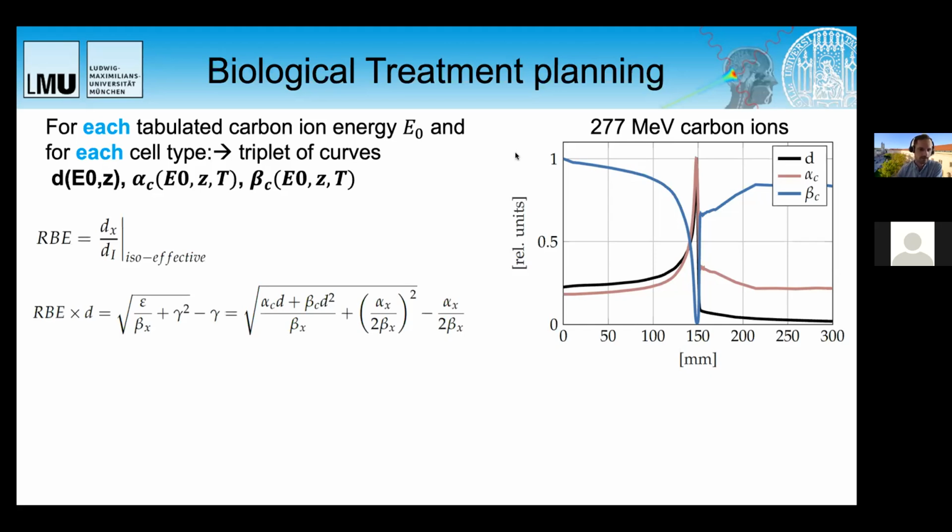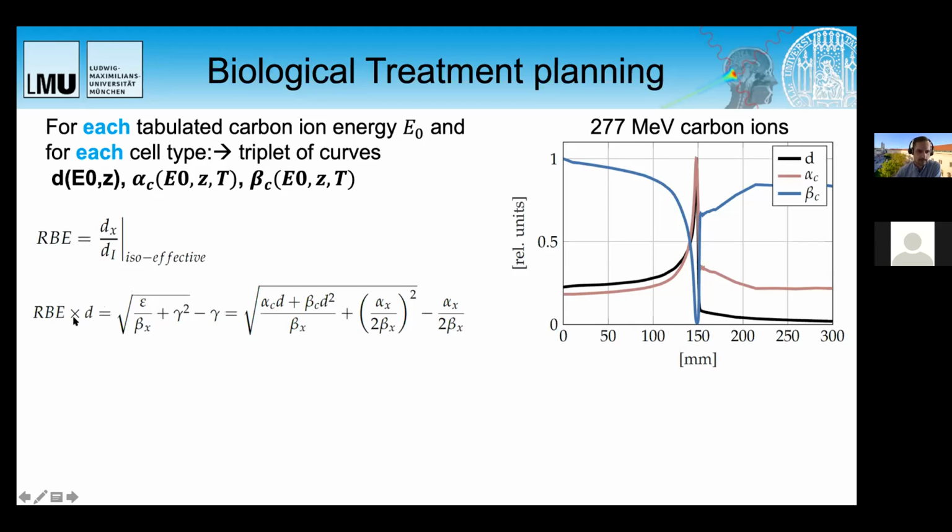So back to the famous equation of the RBE, where we have basically the physical dose of photons divided by the physical ion dose, given they are isoeffective. Now, if you relate them to each other, you can basically derive the following equation that I'm showing here below.